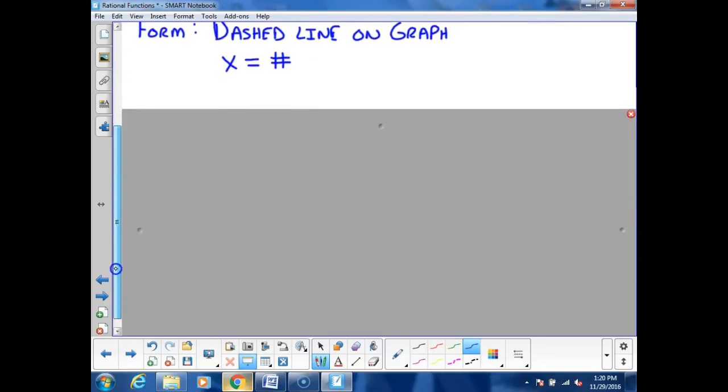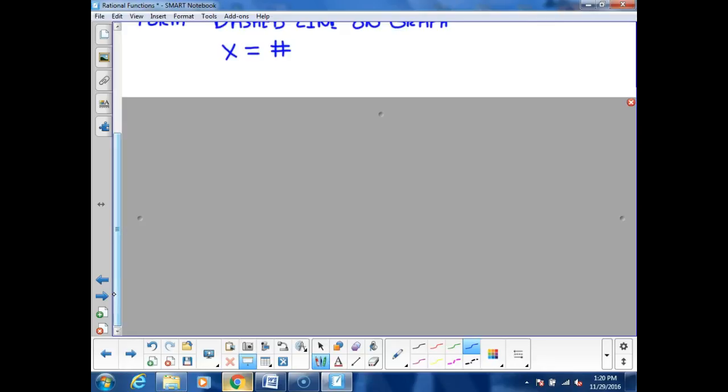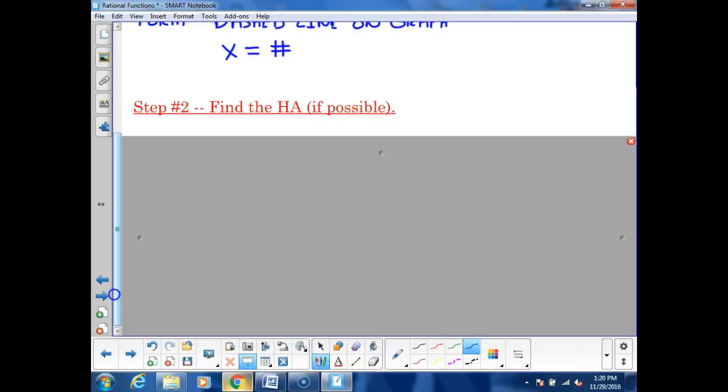Today, what do you think we're going to switch to? We're going to go horizontal today. Yesterday we were vertical asymptotes. Today, step number 2 is we're going to find the horizontal asymptotes if it's possible. There's two cool things about horizontal asymptotes. The first is that you've already found them. It comes from your end behavior.